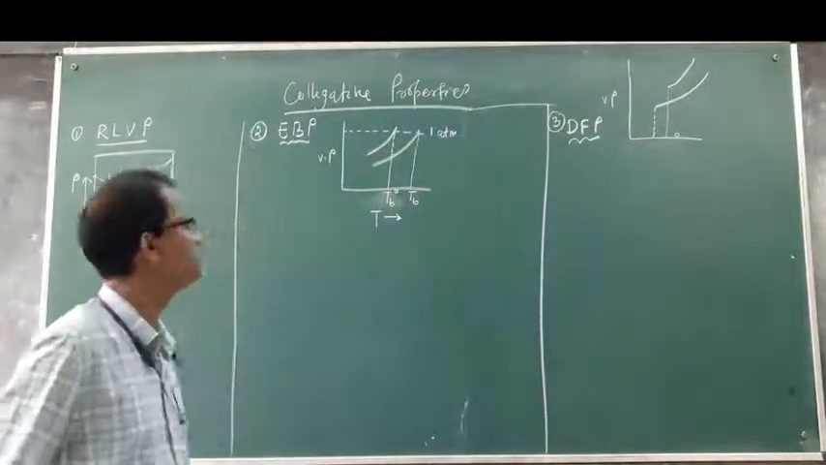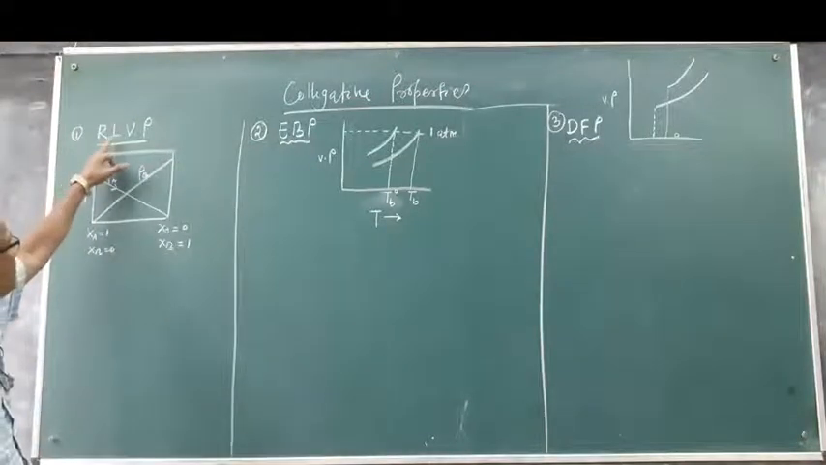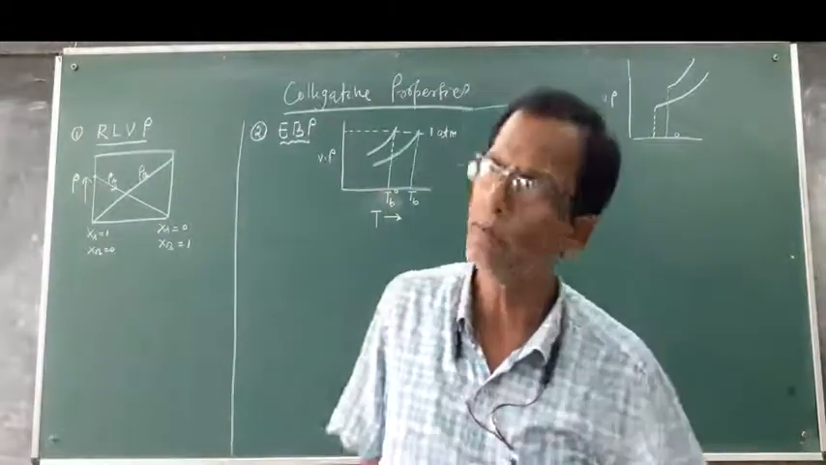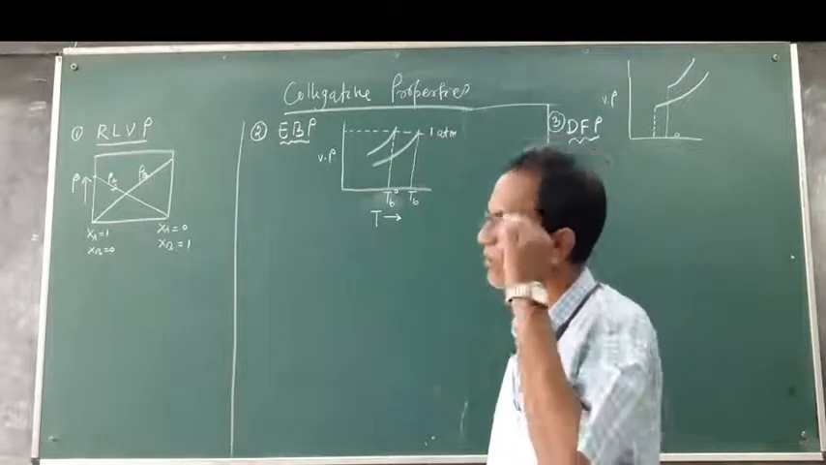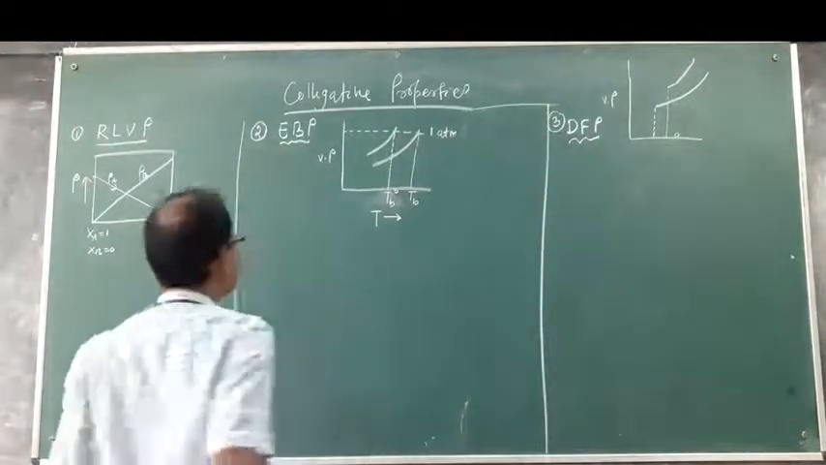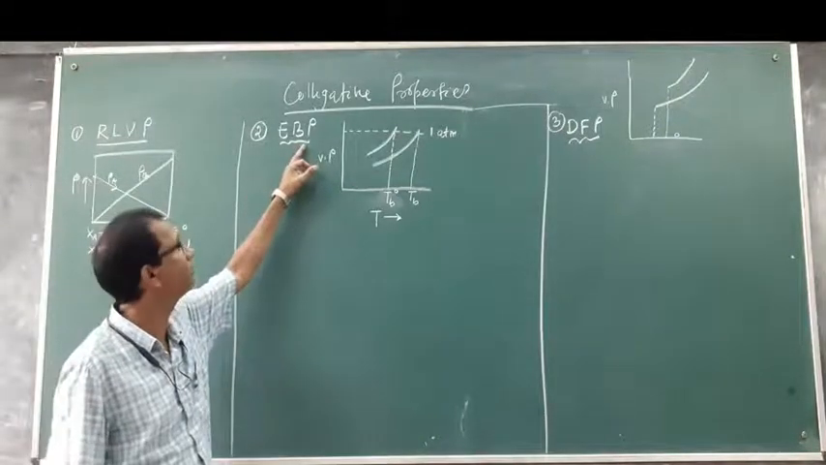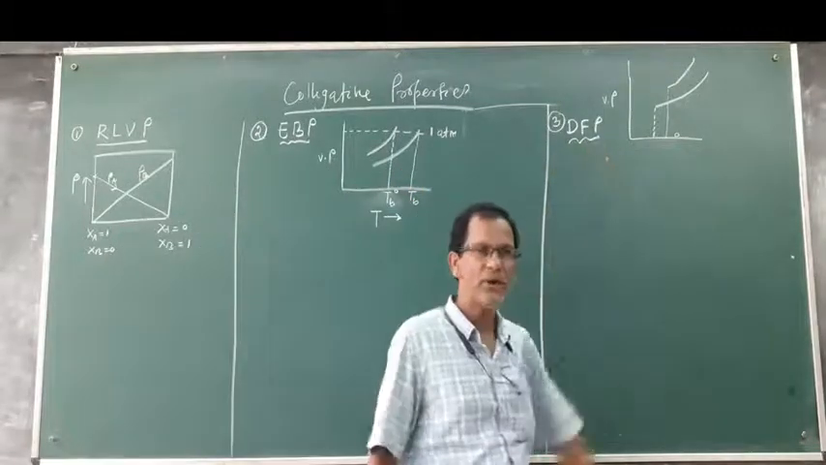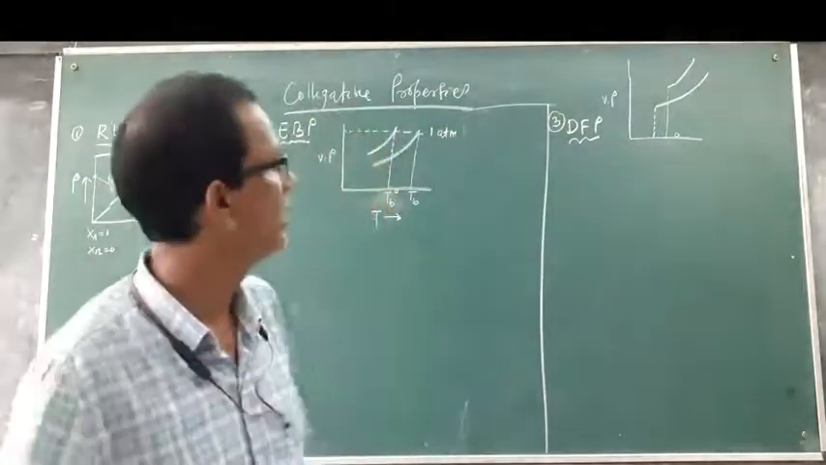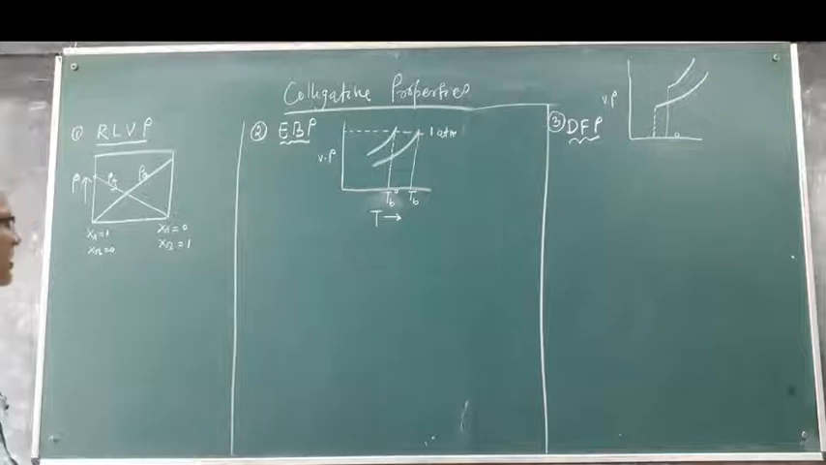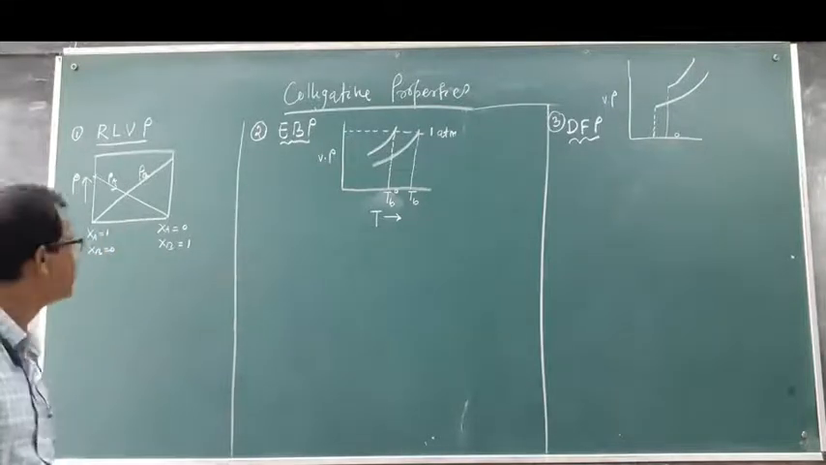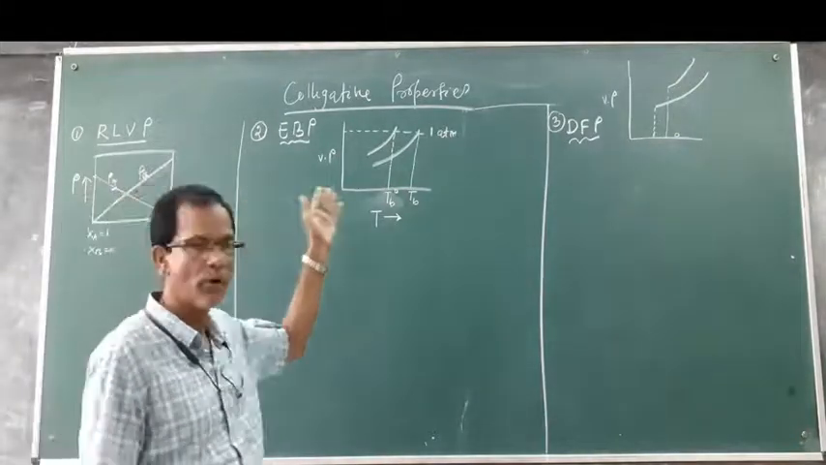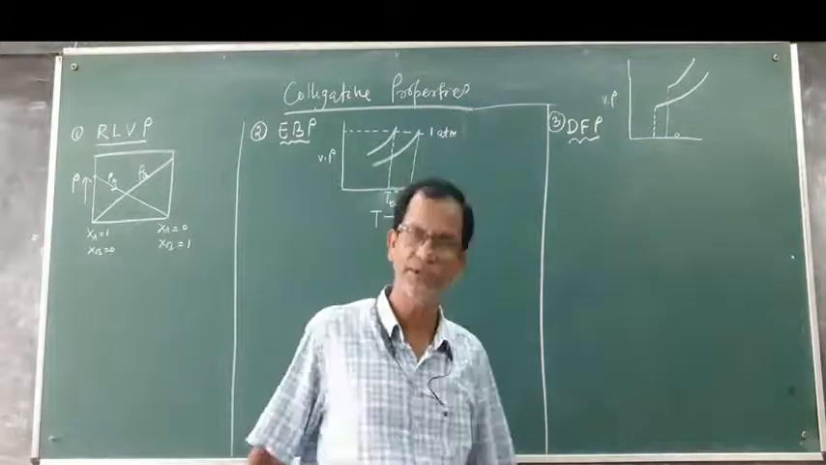The first colligative property is the relative lowering of vapor pressure, RLVP. The second property is elevation of boiling point. The third property is depression of freezing point. And the fourth one is osmotic pressure. Today let us discuss these three important properties: relative lowering of vapor pressure, elevation of boiling point and depression of freezing point.